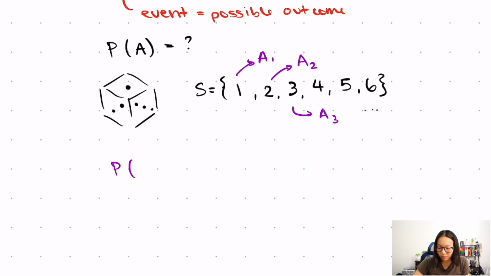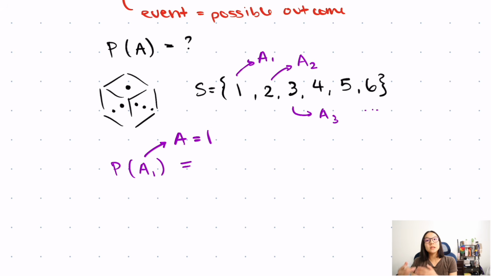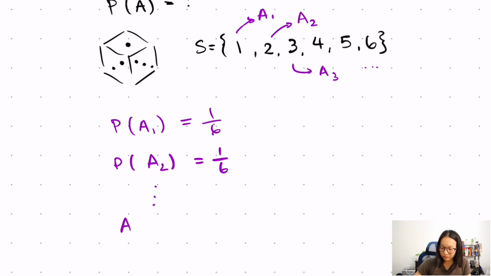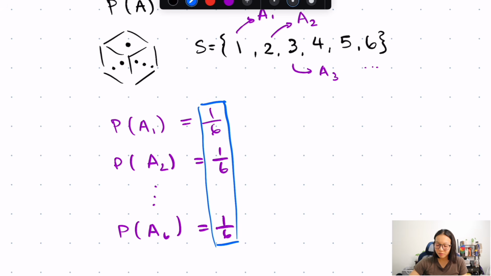So if I go down here and I say, what is the probability of A1? Well, A1 means A, my event, is equal to 1. So the probability of rolling this dice to be equal to 1. What is that value? Well, we know that this is a fair dice, right? Which means that every single side has an equal probability of coming up. So this probability of A1 actually equals 1/6. And the probability of A2 also equals 1/6. And all of the probabilities, so this probability of A6 also equals 1/6. They all equal 1/6. So these values over here, these are the probabilities that we assign to some event.